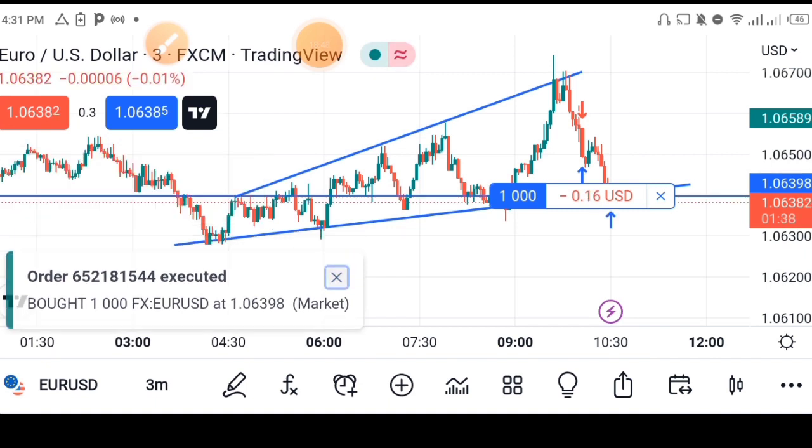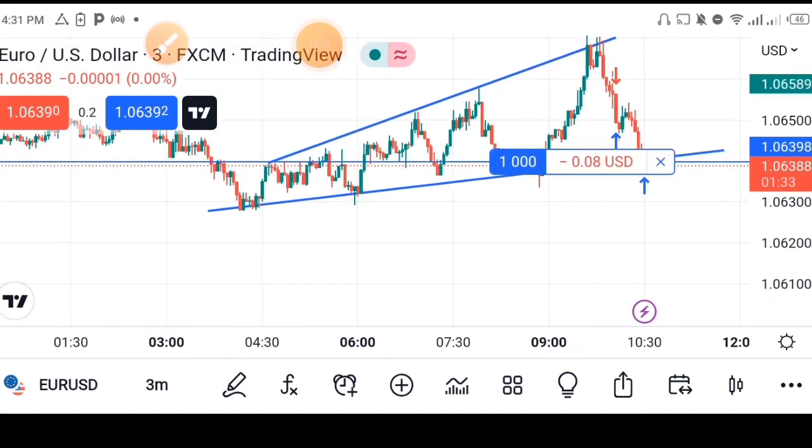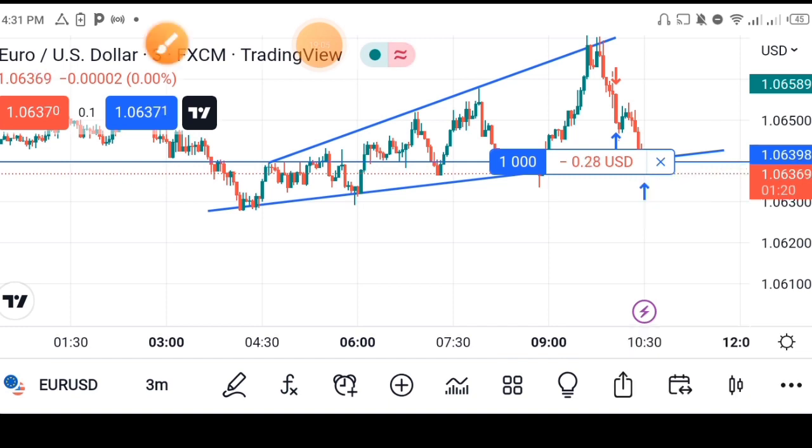I can then put my stop loss here, a few pips below my entry. Let's say 10 pips or 5 pips or so is a good stop loss zone. So this is it, guys. And if you hit your stop loss, you go.